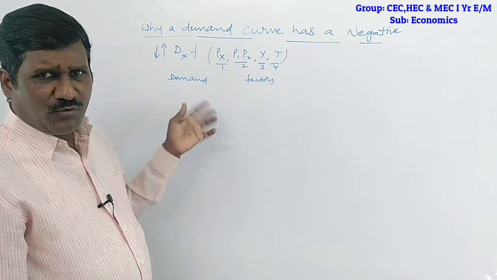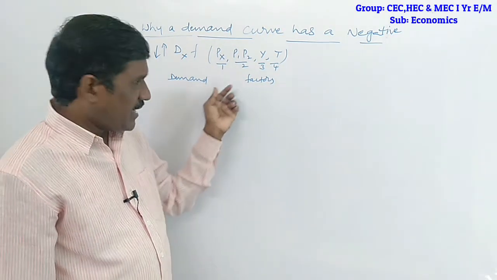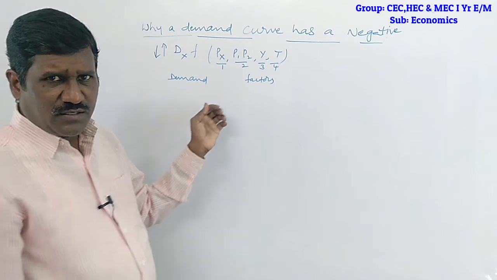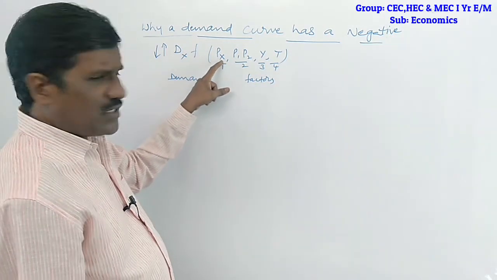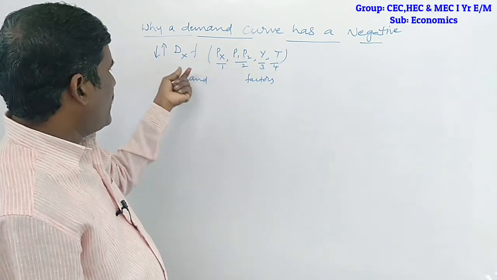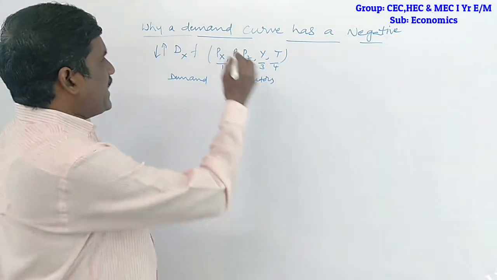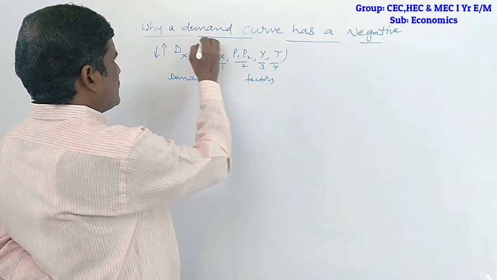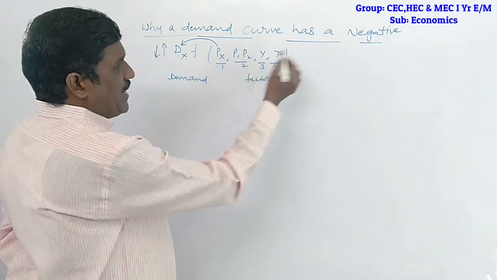If you want to know more about the demand function and demand analysis, the previous videos are there, so it is better to review those videos. So Px is the price of X commodity. Here, when we analyze Dx and Px, what about the remaining factors?